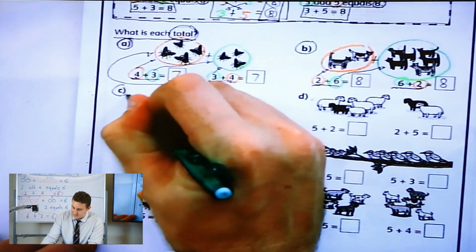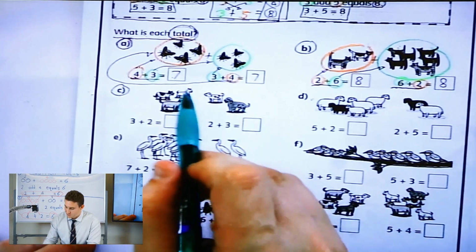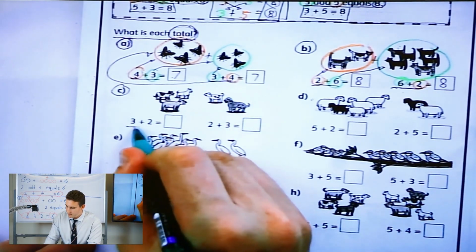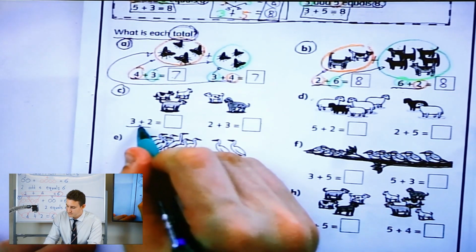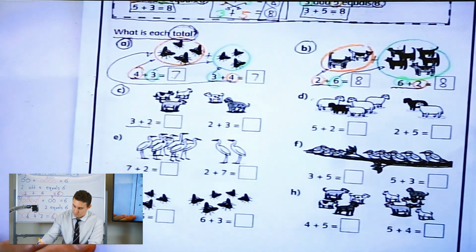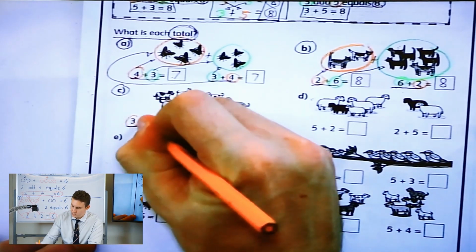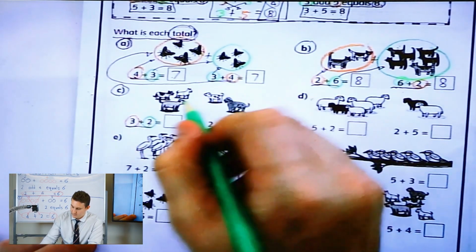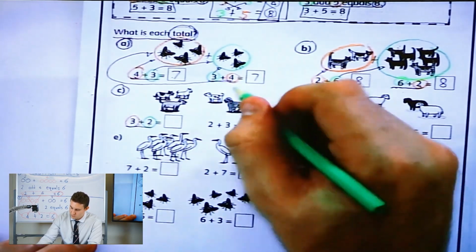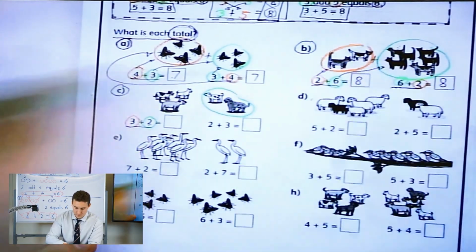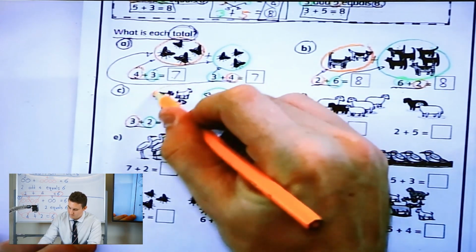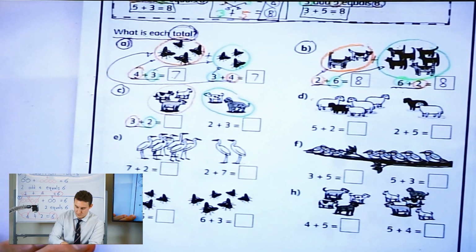Okay, example C. We have some dogs here, okay? And the first sum is 3 plus 2. So I'll put 3 in orange and the 2 in green. Here are the 2, 1, 2, put them in green. And the orange is the 3. I'll put the 3 here in orange.